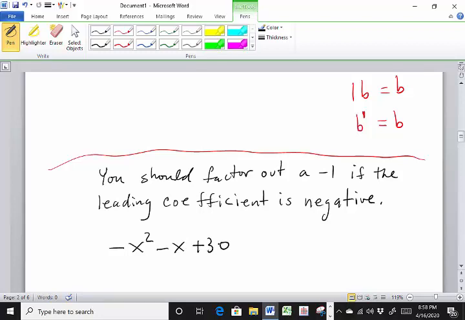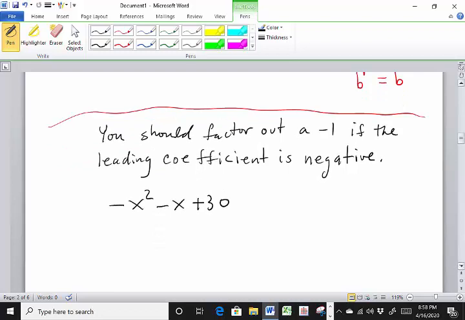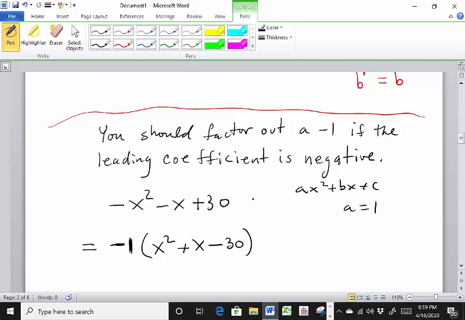Okay? And remember, we always wanted this ax squared plus bx plus c. We wanted a to be 1. Well, in this case, a is not 1. It's actually -1, right? So let's make it 1. That's what we want to do. So we're going to factor out a -1. So I'm going to put a -1 here. Okay? And then -1 times x squared gives me minus x squared. -1 times positive x gives me negative x. And -1 times negative 30 gives me my positive 30. So these two are still equivalent. They're exactly the same. All right?